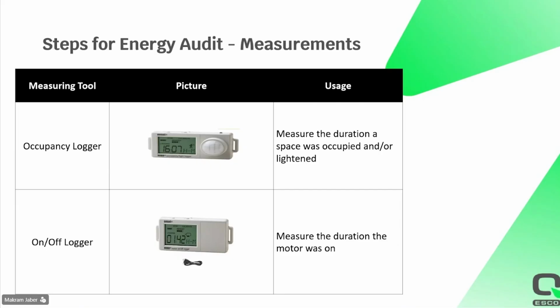Also, another type of device we can use is called an on-off motor logger, where we put this device on the motor case. This is based on the electromagnetic effect. It will record whether the motor is operating or off. So we will have a log for the status of the motor, on or off.